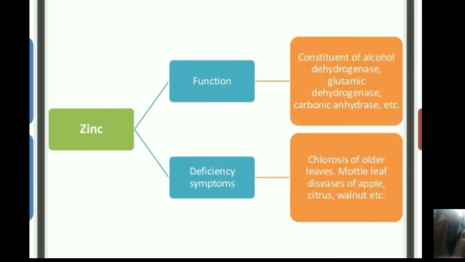deficiency. In the same way, when we see the zinc functions, it is the constituent of alcohol dehydrogenase, glutamic dehydrogenase, carbonic anhydrase, etc. Deficiency symptoms of zinc lead to chlorosis of older leaves. Mottle leaf diseases of apple, citrus, walnut, etc. are seen due to the deficiency of zinc.